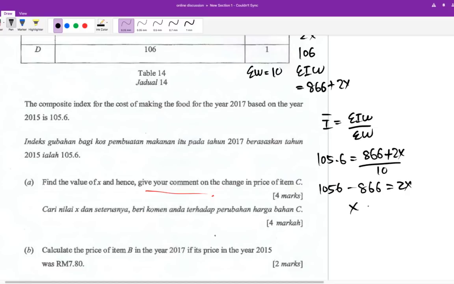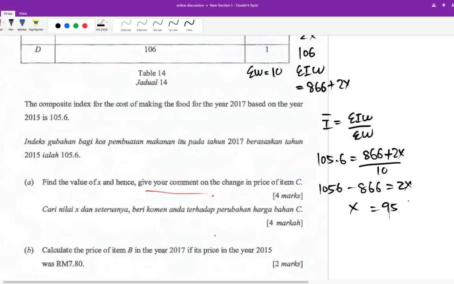Then I can get my x easily by dividing by 2. So 1056 minus 866 gives 190, divided by 2. So the index number is 95. And then the question asks you to comment on this.